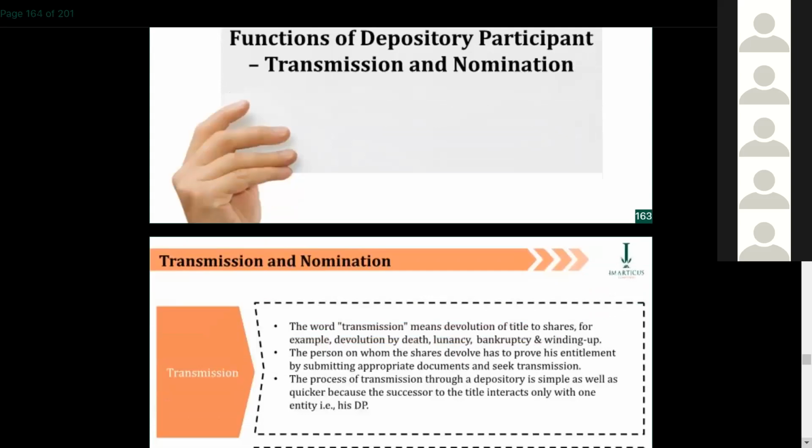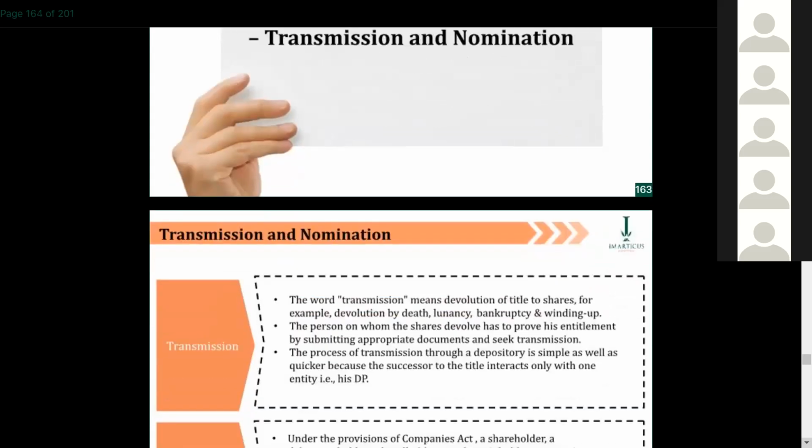So transmission means devolution of title of shares. For example, devolution by death, lunacy, bankruptcy, and winding up. The person on whom the shares devolve has to prove his entitlement by submitting appropriate documents and seek transmission. So what do you think, which documents the nominee will have to submit for transmission of shares? What are the documents which the nominee would have to submit?